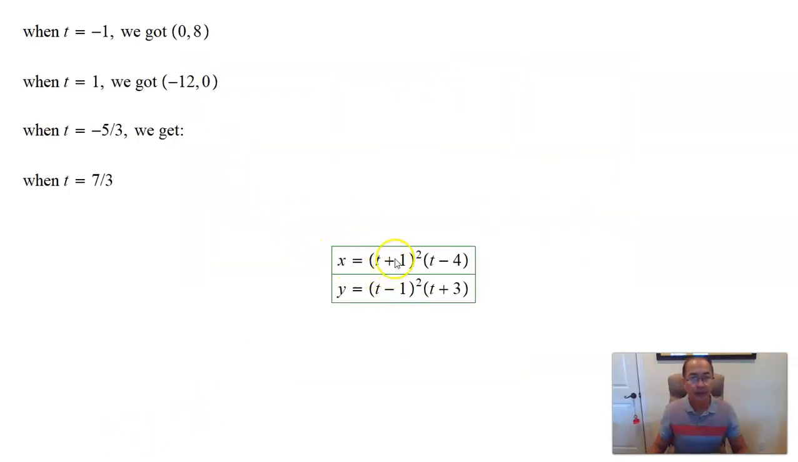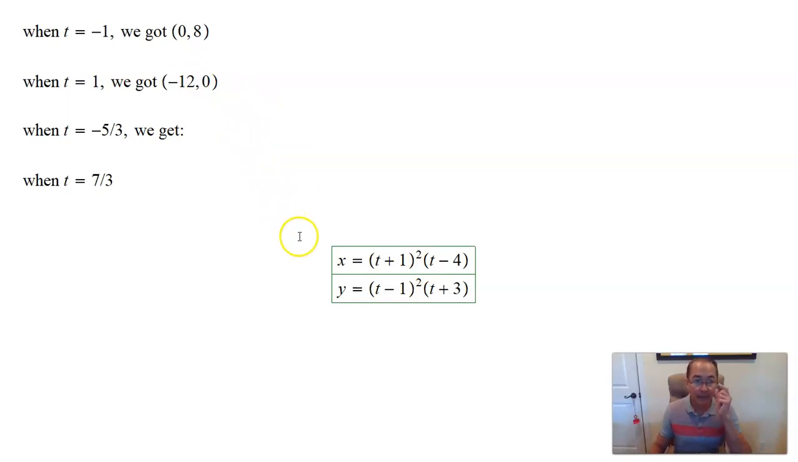All right, so I copied the original parametric equations that we had, and let's double check that these are indeed the correct intercepts when we plug in these 2 points. When t is minus 1, x is 0. When t is minus 1, we get minus 2 squared, 4 times 2, 8. And when t is plus 1, x is 0. 1 plus 1 is 2, 2 squared, 1 minus 4, negative 3. 4 times minus 3, minus 12.